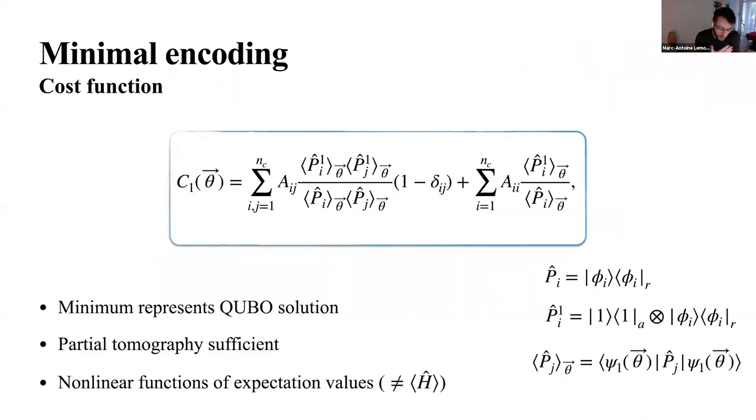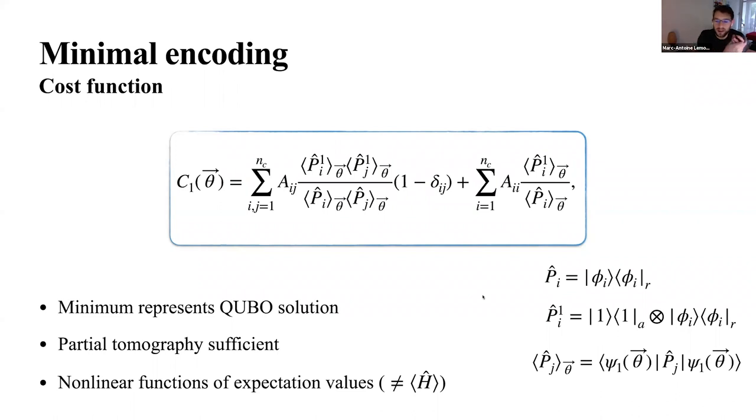So in terms of what you would measure in an experiment, the expression becomes a bit ugly. I will walk you through it. So it means that you will need to measure projectors. Okay, so here this P would mean this is a projector on a given basis state of my register qubit. And this P1 is the same projector, but now with the ancilla qubit to be in the 1. And the mean values just represent that I'm looking at the mean value of this P given the variational quantum state phi 1.